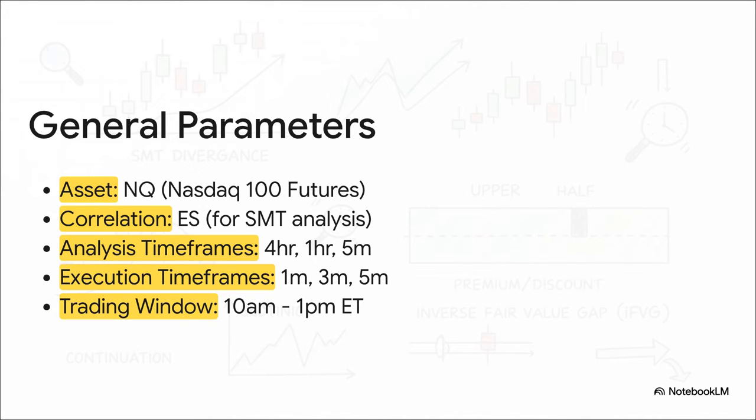We are trading only the NQ. We're using the ES only for that SMT divergence. We do our homework on the higher time frames, the 4-hour and the 1-hour, but we pull the trigger on the lower ones. And this is a big one. The trading window is super tight, just 3 hours from 10 a.m. to 1 p.m. Eastern.